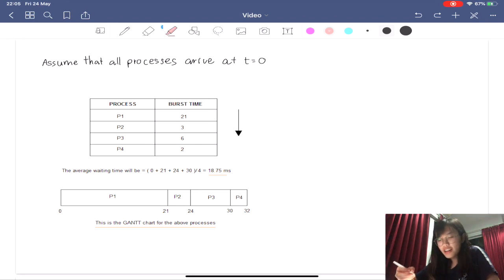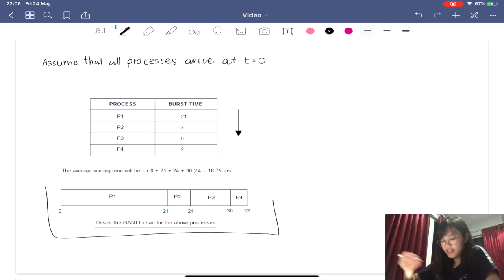And after that, the process P3 arrived at the same time too, but it needs 6 milliseconds to execute the instructions. So after 24, P3 needs 6, so it will be 30 for the ending of P3. So after that, P4 needs 2, so 30 to 32, that's it. So now we can have the Gantt chart here.